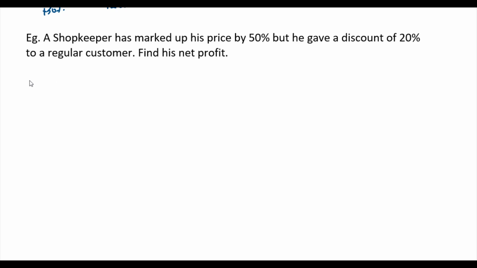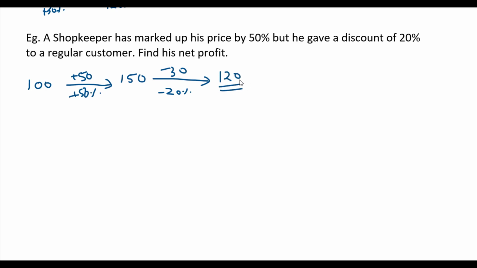So let us say his initial price was 100 rupees. Now he has marked up his price by 50%, which will come out to be 50 only. So now his price will be 150. But he is giving a discount of 20% to a regular customer. So we will subtract 20% of 150 from this, which will be 30. If we subtract 30 from 150, we will get 120. So now this is his final price.